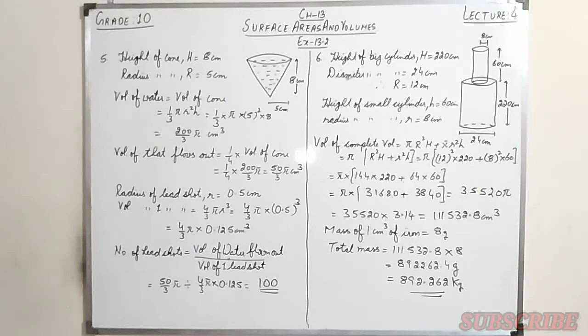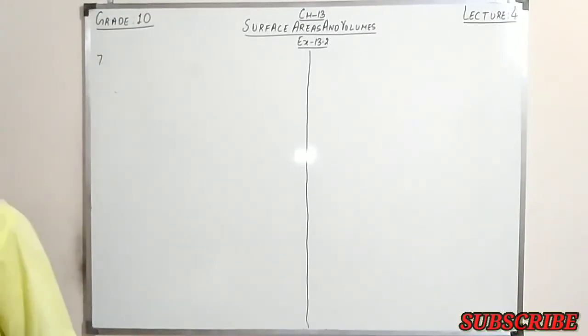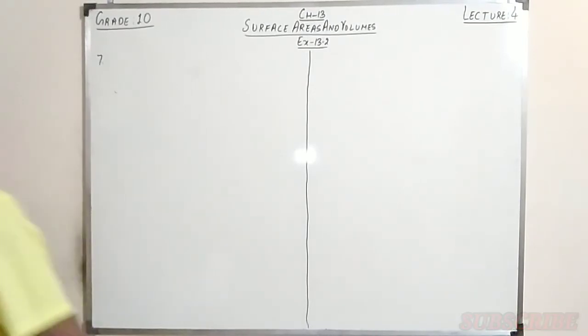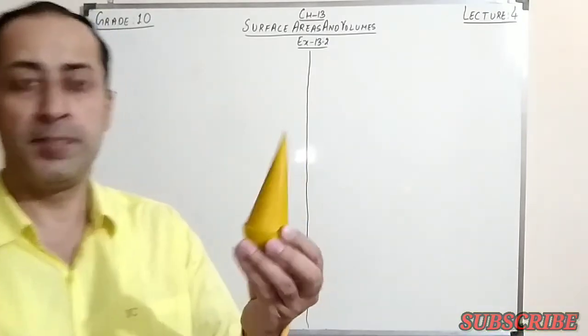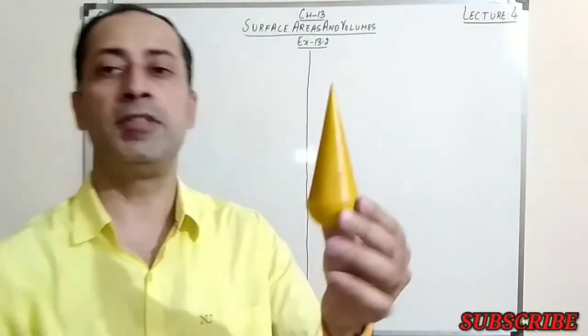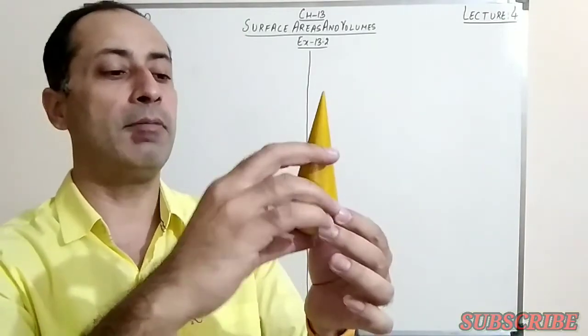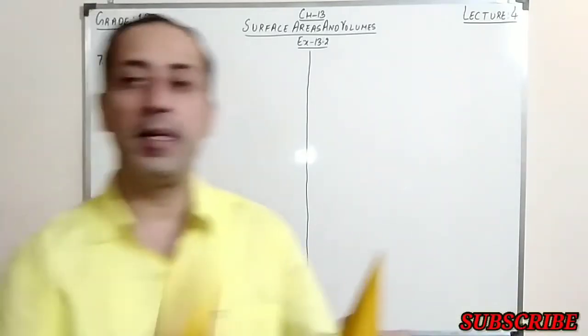Let's go to the next question now. Now in question number 7 it is given a solid consists of a right circular cone of height 120 cm and radius 60 cm standing on a hemisphere of radius 60 cm. So it would be something like this. There is a cone here and this cone is standing on the hemisphere, something like this. Now this combined object is dropped in a cylinder.